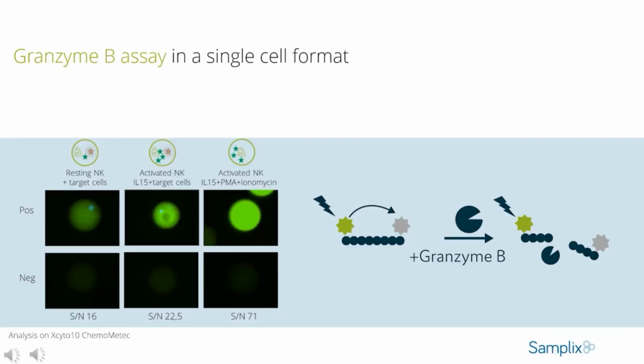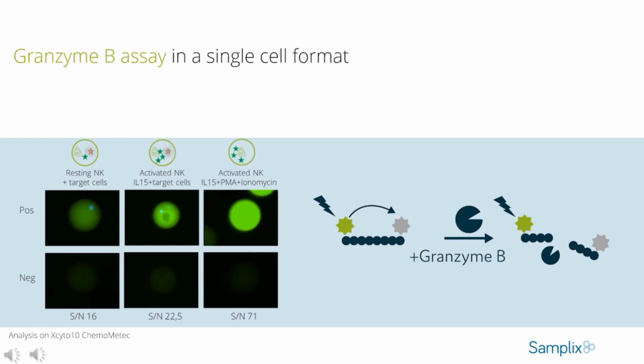Granzyme B is a potent cytotoxic enzyme secreted mainly by T lymphocytes and NK cells. They are secreted alongside the pore-forming protein perforin to mediate apoptosis in cancerous cells. For this assay, we have used a similar workflow as the previous killing assay, but instead of detecting cell death, we detected granzyme B secretion.